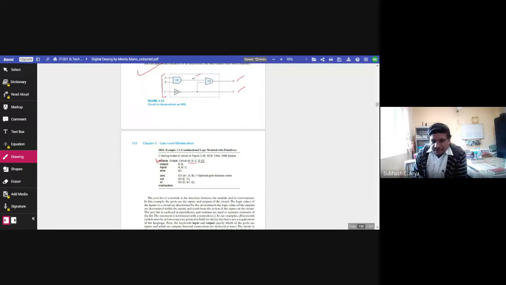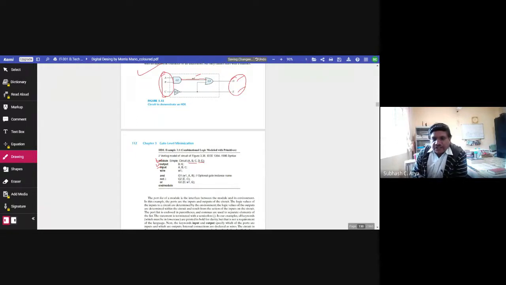Then once it is written in the argument, now specify or declare the output. Output is a keyword, then D, E, semicolon. These are the two outputs of the circuit. Then input A, B, C: the input keyword, and then A, B, C. And there is one intermediate wire, W1, that is the wire.